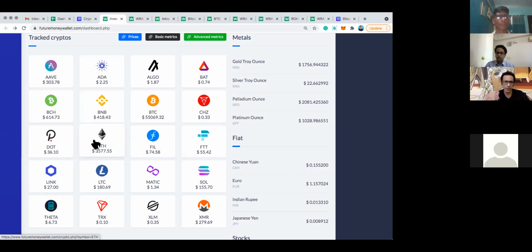Ethereum, of course, is the most popular as of today, but the problem with Ethereum is it's become very expensive. Every time you create a crypto on Ethereum or you transfer it, the costs are very high. And that is why I'm not very bullish on Ethereum in the long run, but as of right now, it is number one.